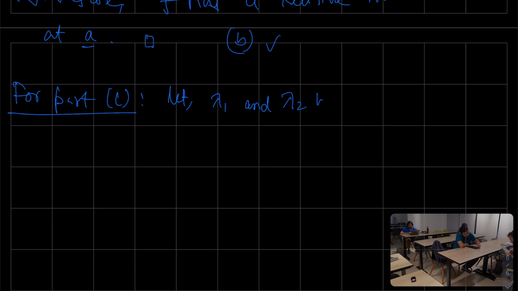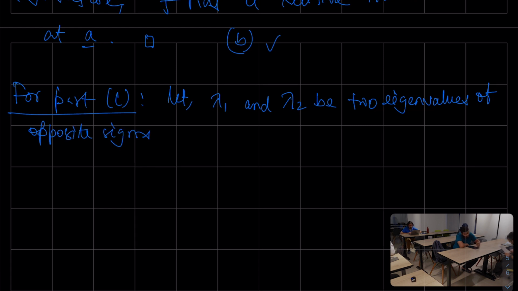Let lambda 1 and lambda 2 be two eigenvalues of opposite signs. It's a little subtlety, but not really big.